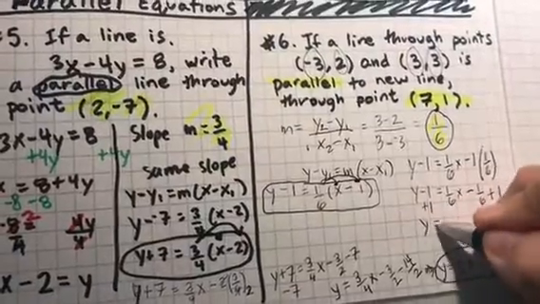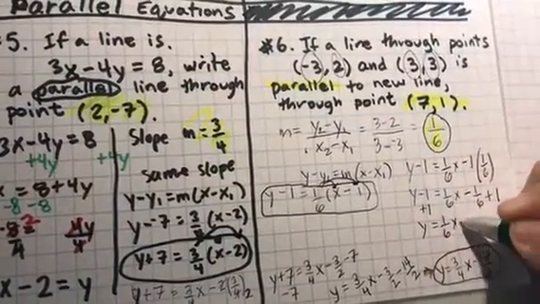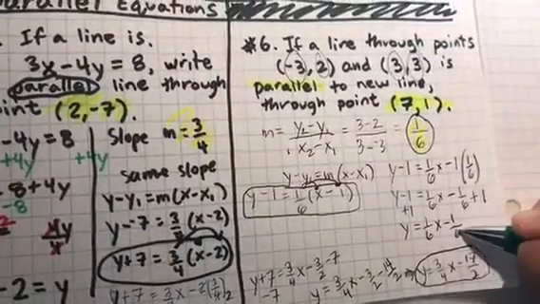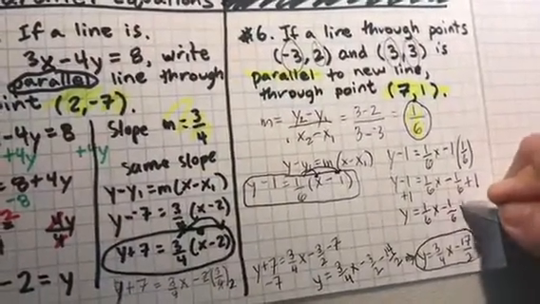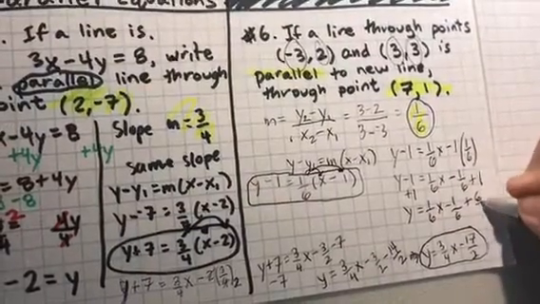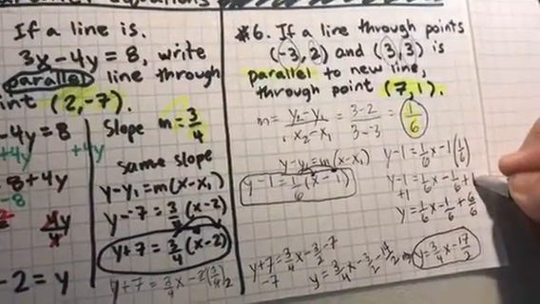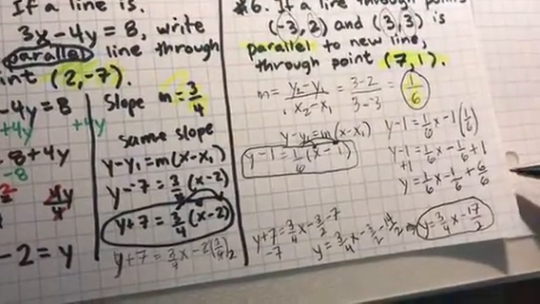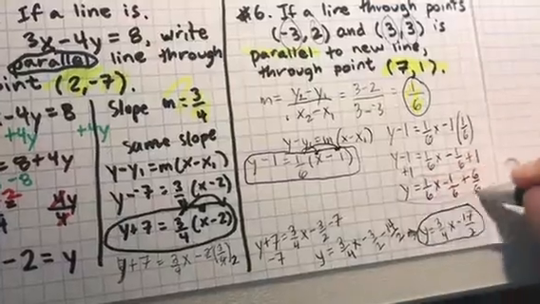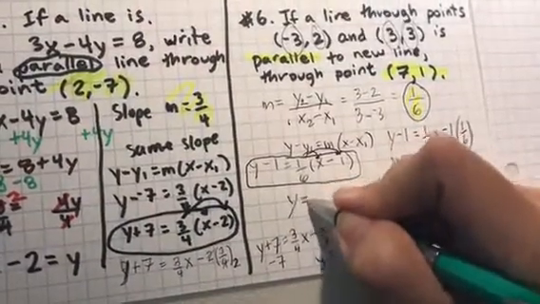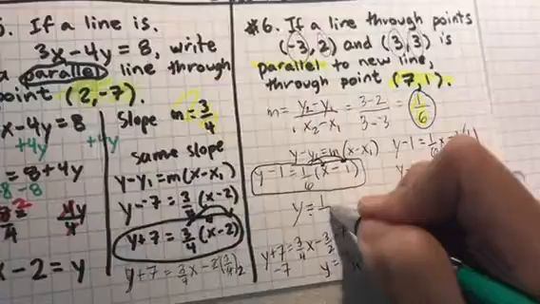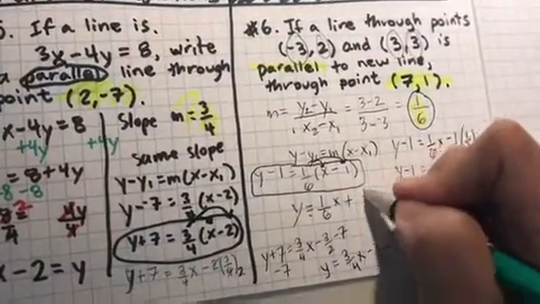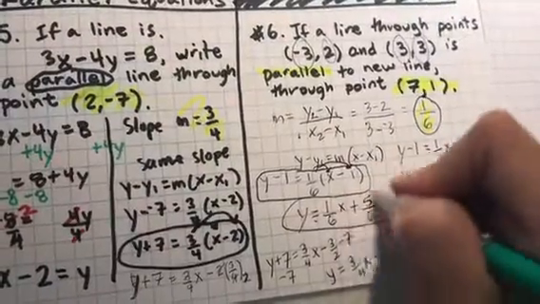Perfect. So I get 1/6 x minus 1/6, and I have the number 1, but I need the denominator of 6. So instead of adding 1, I'm going to add 6 over 6, which is the number 1. This is going to let me combine like terms. So now I can rewrite this. y is equal to 1/6 x, and a -1 plus a 6 is 5 over 6. Awesome.